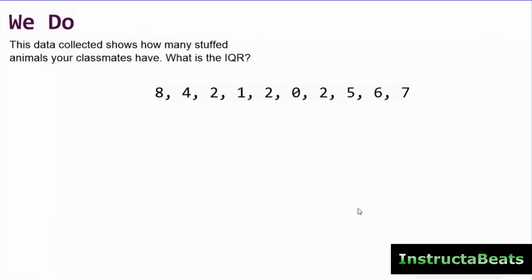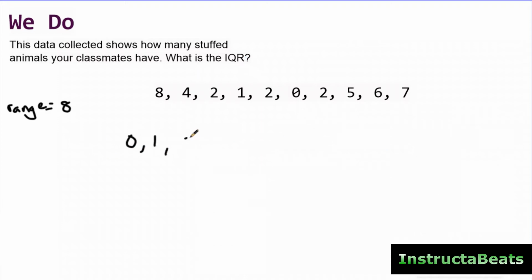Let's take a look at a we do problem. So it says this data collected shows how many stuffed animals your classmates have. So all the way back to the stuffed animal question. What is the interquartile range? So we know the minimum is 0 and the maximum is 8. So we know the range is 8, but that's not what we're talking about. That's the range of the whole data. We only want the range of the middle 50%, from 25% to 75%, from the first quartile to the third quartile. So the first thing I want to do is order them from least to greatest.